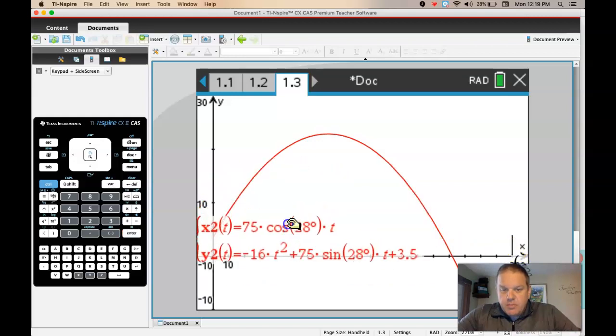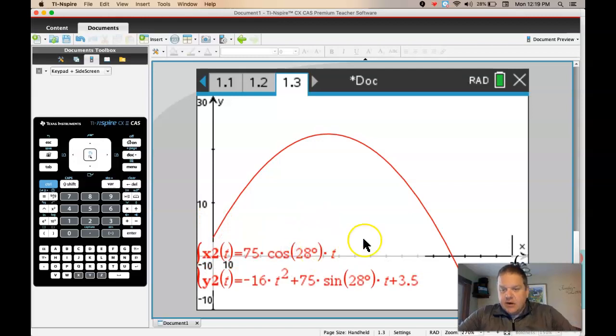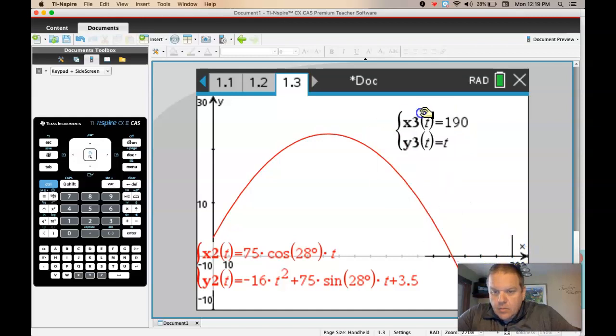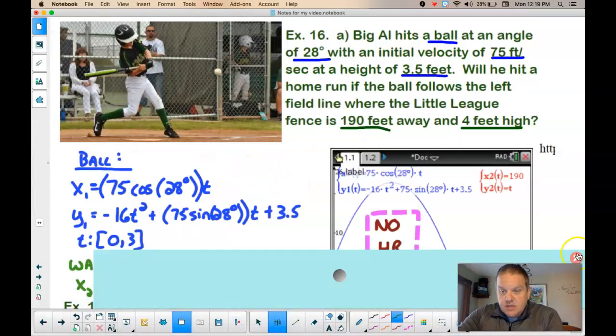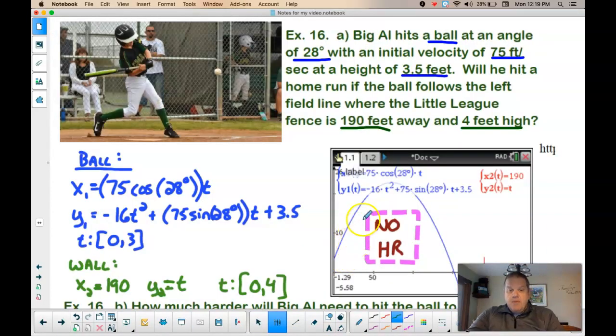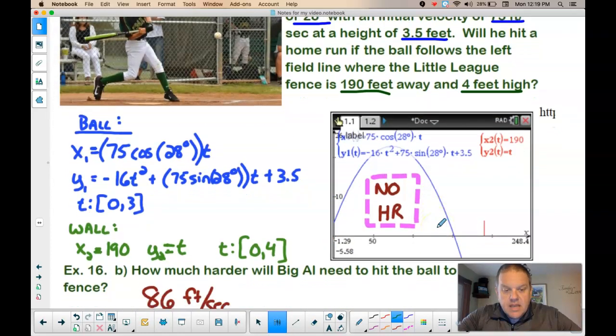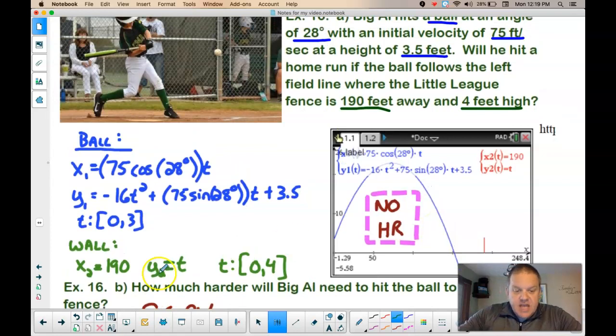Okay. So Big Al did not hit a dinger on this particular home run, or on this particular swing, I should say. He actually came up short. So let's go back into this, and there we go. Big Al did not hit a home run. Now, the question next is, how much harder will Big Al need to hit the ball to get the ball over the fence?